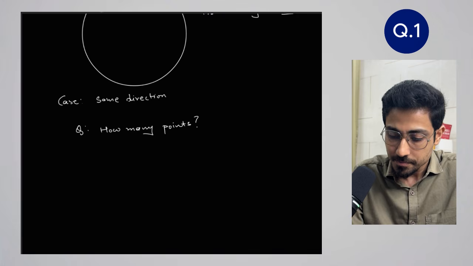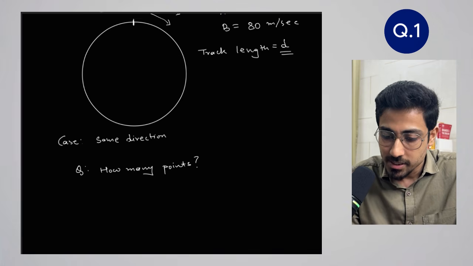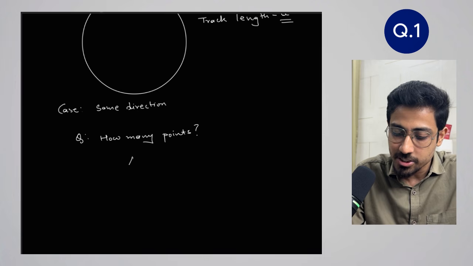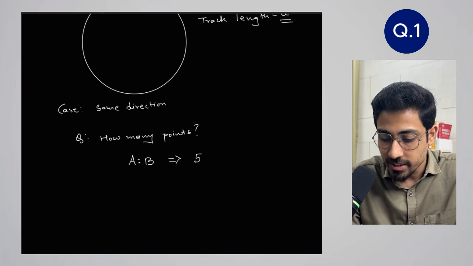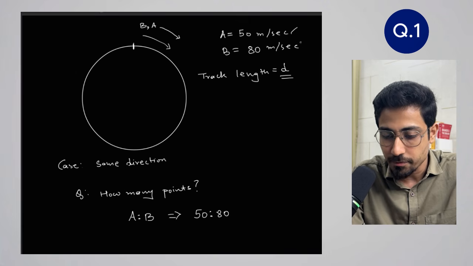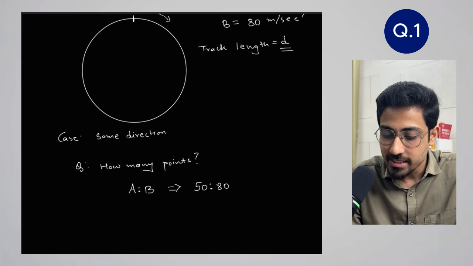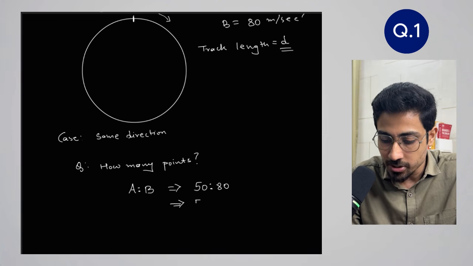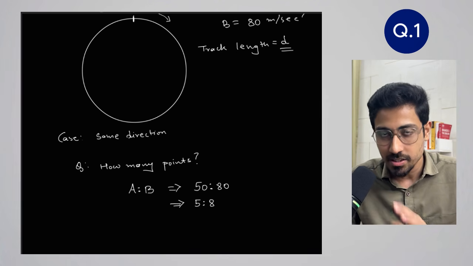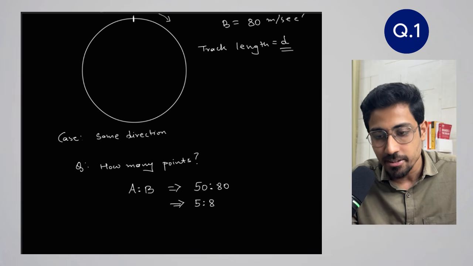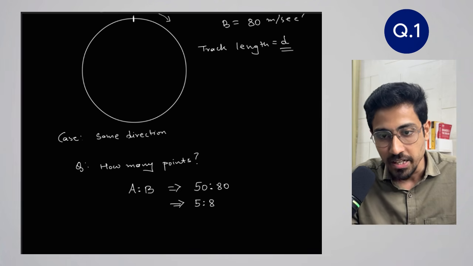First of all, take the simplest ratio of their speeds. That is, A is to B is what? It is nothing but 50 is to 80. Okay, the speed ratio is 50 is to 80, and take the simplest ratio. What will be the simplest ratio? It will be 5 is to 8. We divide by 10 and we get 5 is to 8. We cannot simplify it further. So 5 is to 8 is my simplest ratio of their speed.